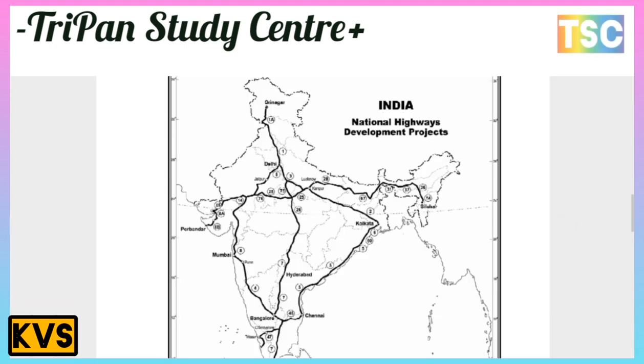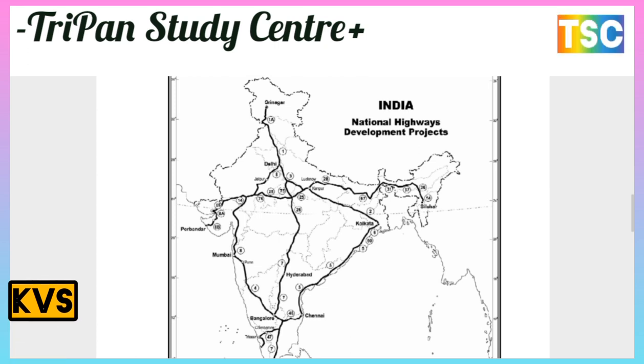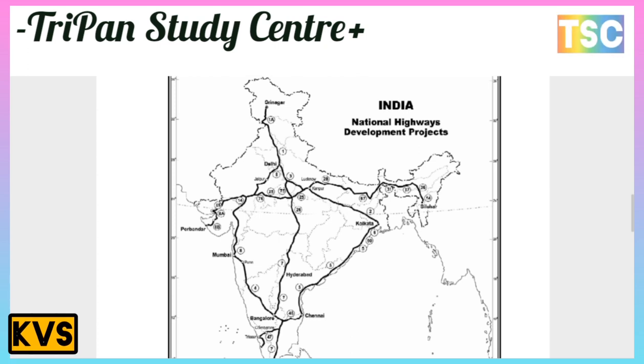Here is the map showing the Indian National Highway Development Project. You know that four of them are joined to each other. The important cities here are Chennai, Mumbai, Delhi and Kolkata. They are linked to each other in this map. This is a most important project for the Indian government, the National Highway Development Project.